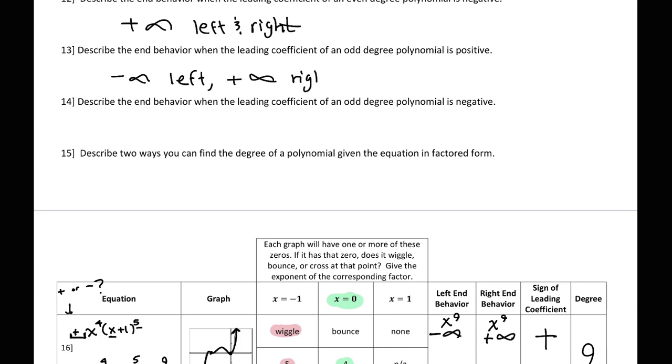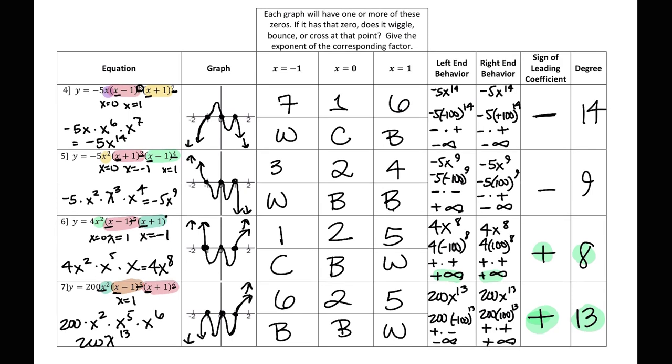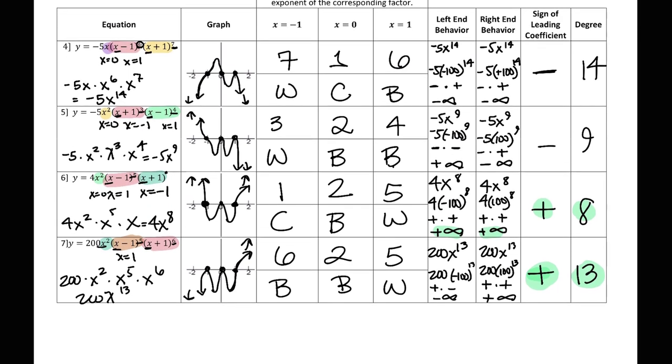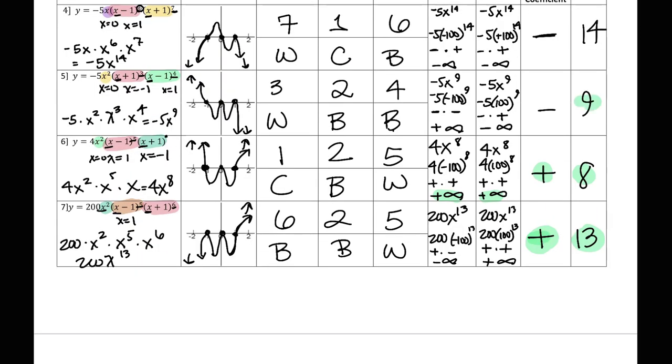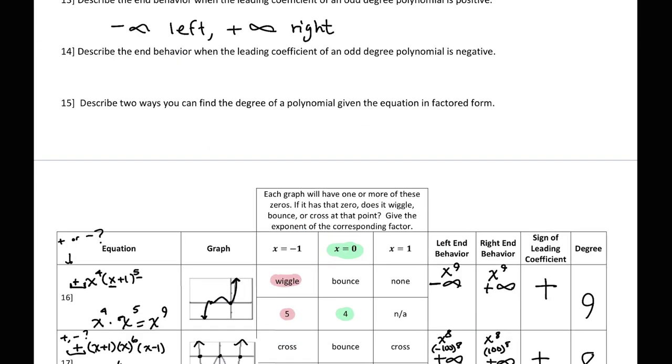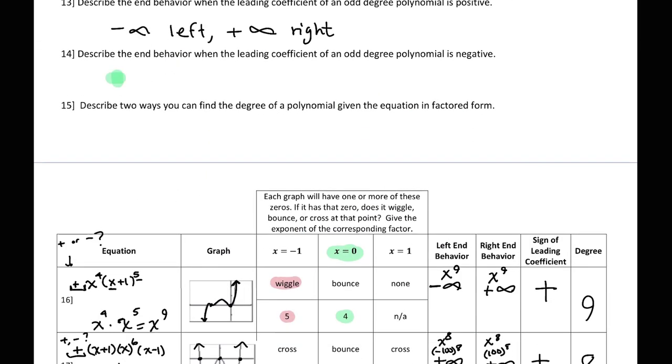Okay, describe the end behavior when the leading coefficient of an odd degree polynomial is negative. So an odd degree polynomial is negative. Okay, so there's the odd, so it looks like the left end behavior was positive infinity, while the right end behavior was negative infinity.